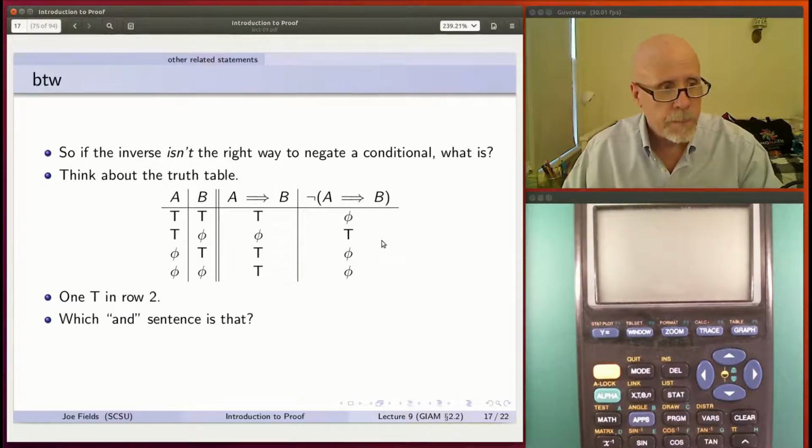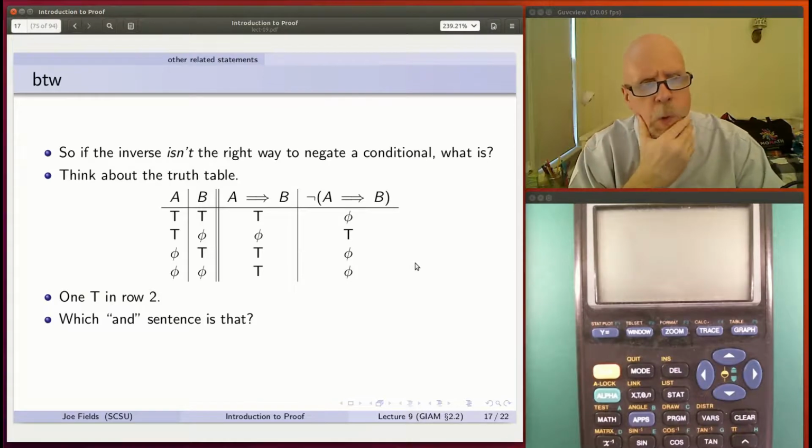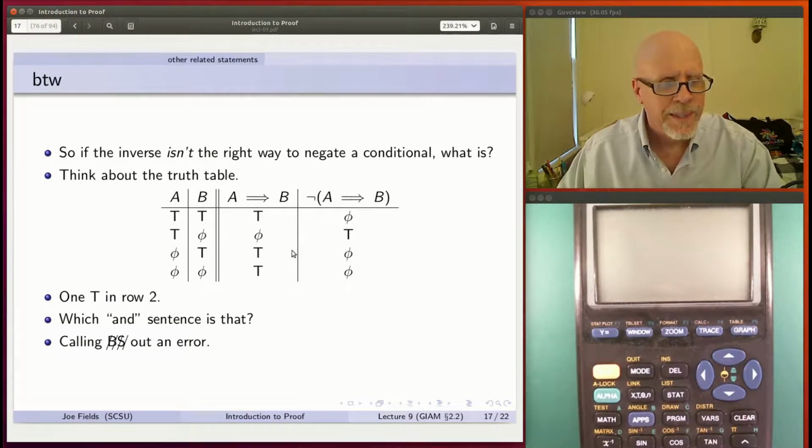Right? So that's an and sentence. We did a bit of exercise with this last time. So that definitely is an and sentence, but which one? Which one is it?